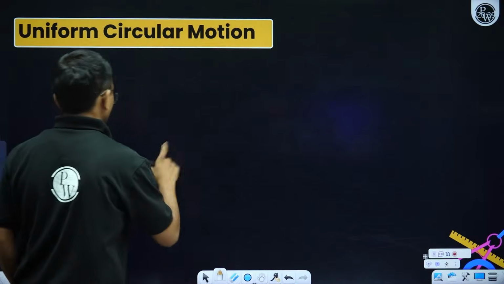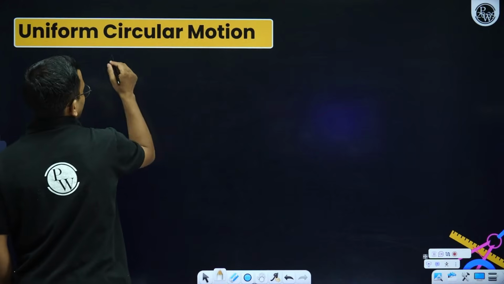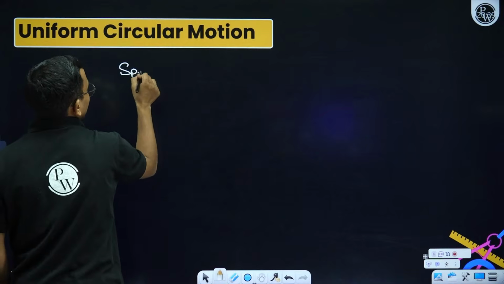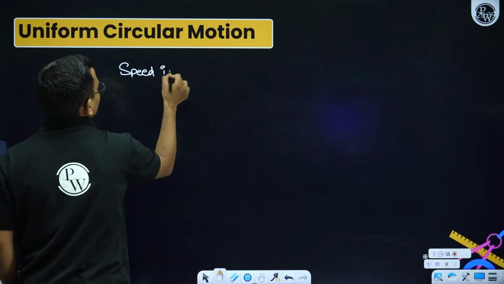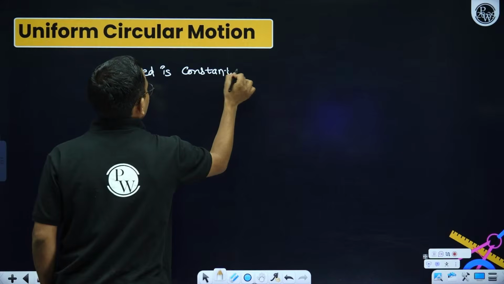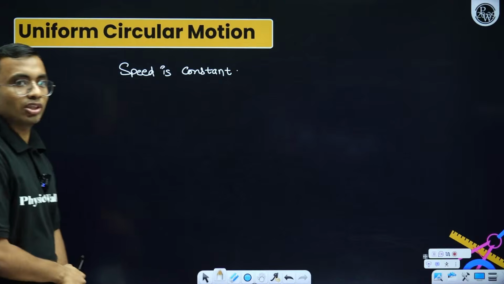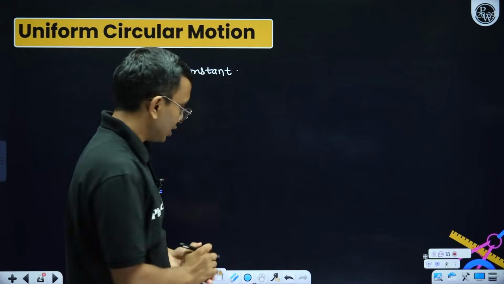Now, uniform circular motion. Uniform circular motion means the speed is constant, not the velocity. Velocity can never be constant when the particle is moving in circular motion. The speed is constant here, means only the direction is changing. The magnitude of the velocity is not changing, only the direction of the velocity is changing.